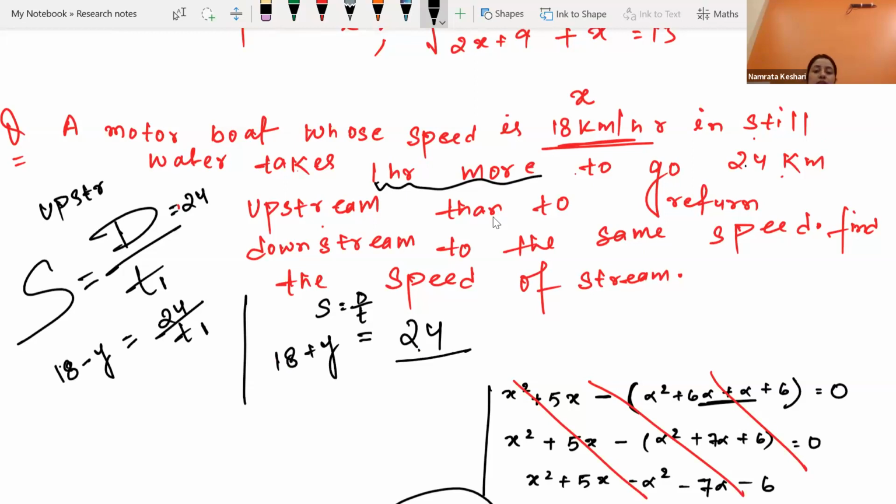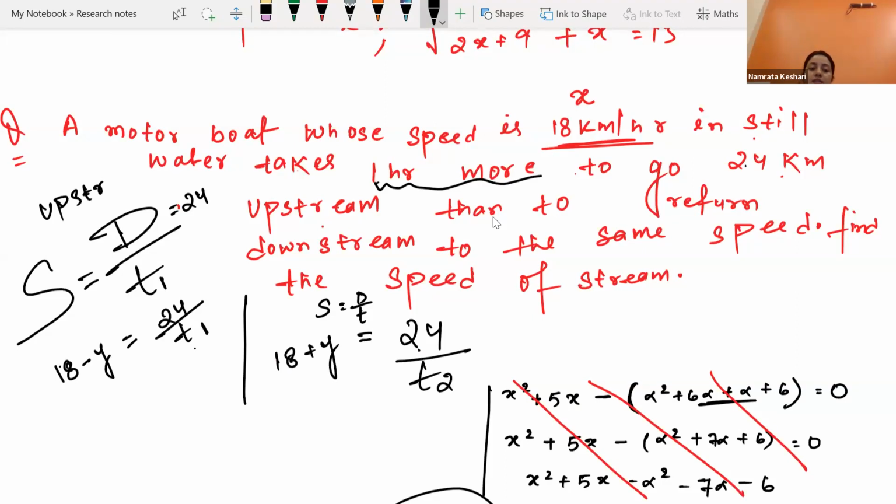The time we don't know. Time is t2. Now it says that the boat whose speed is this in still water takes 1 hour more to go 24 kilometers upstream than to return downstream. So from these two, which time is the bigger one? Can you tell me? Is t1 the bigger one or is t2 the bigger one?